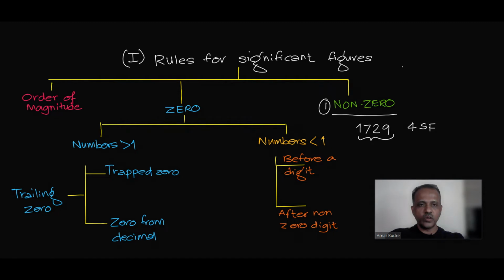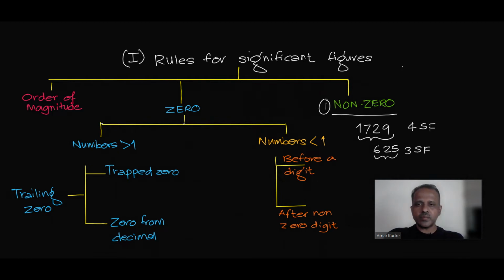You can take any other number. You can take 625. 625 would have three significant figures since all the digits are non-zero. Now coming over to the numbers which have 0 in them. Firstly, let us consider the numbers which are greater than 1, the numbers which have 0 in them but which are greater than 1.